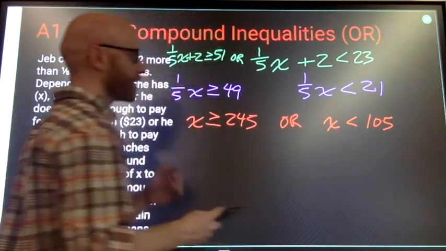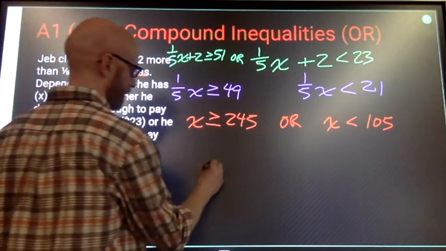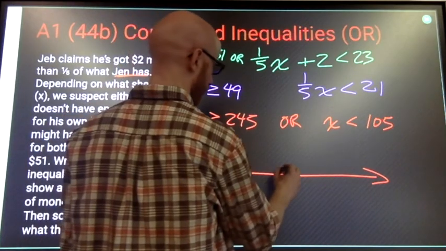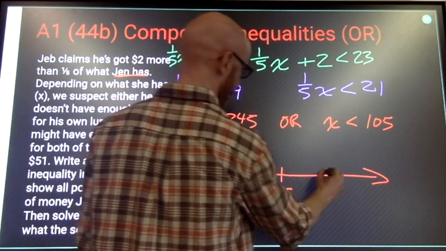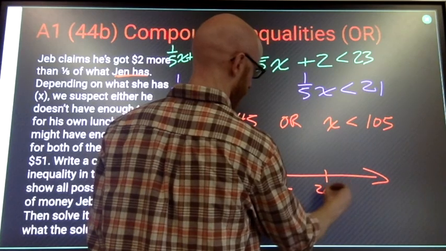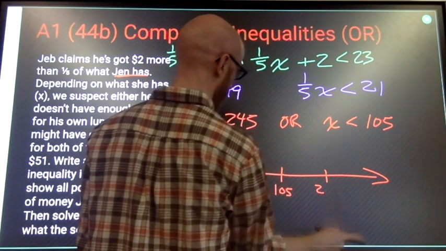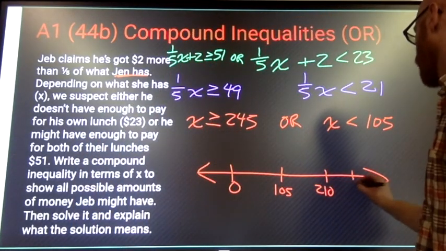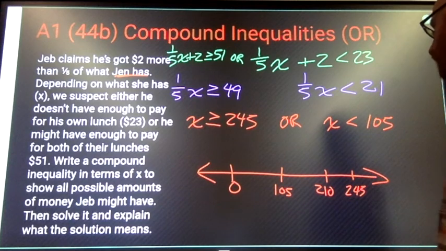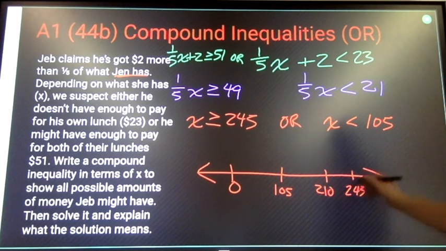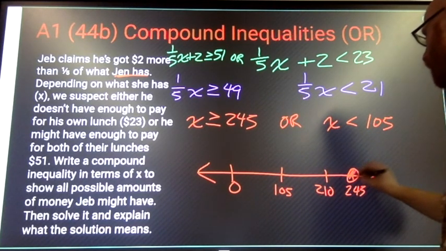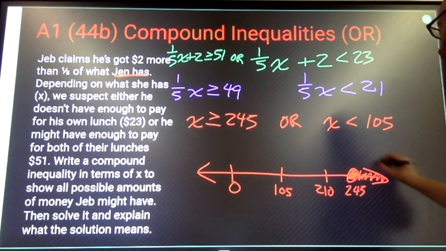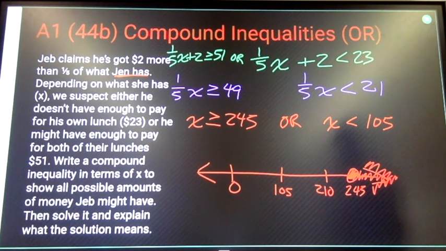Graphing this, we've got 0, 105, 205, 210, let's say 210, that's double 105. And a little bit beyond that, we got 245. Jen can have $245, so shade in 245. She can have more than $245.